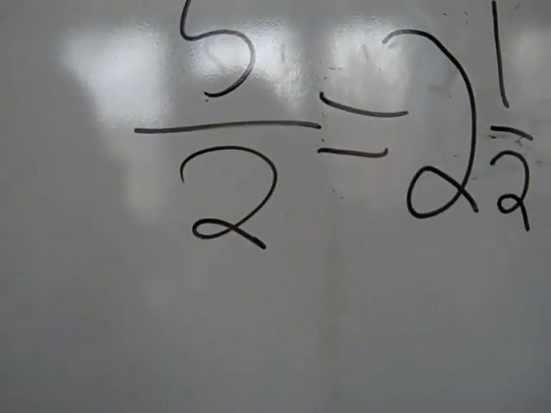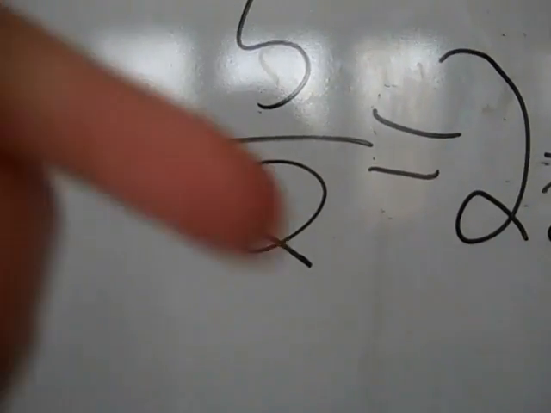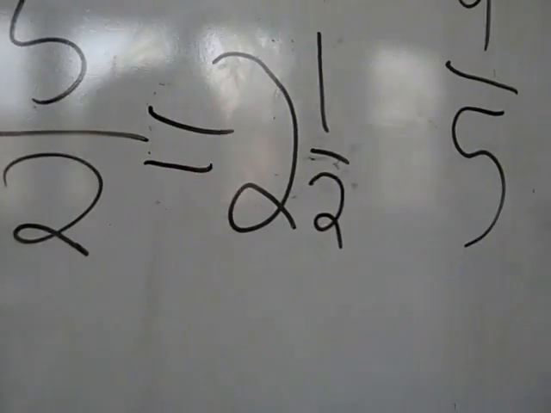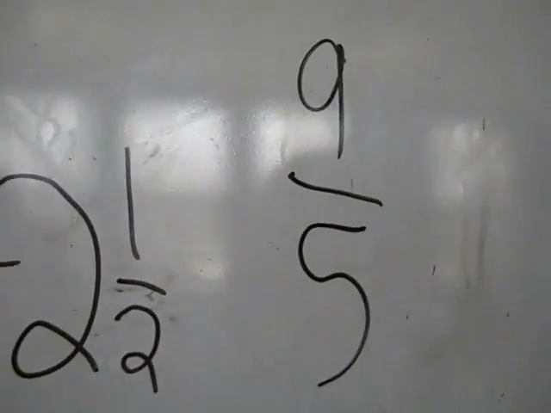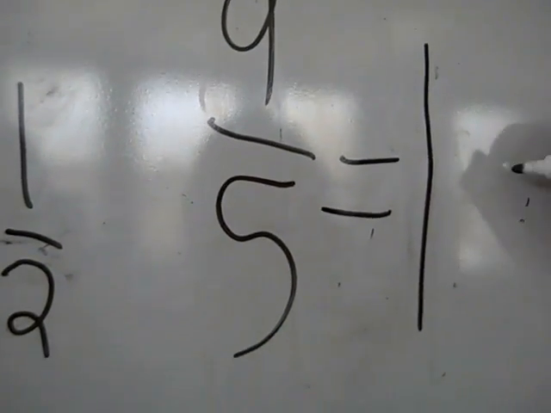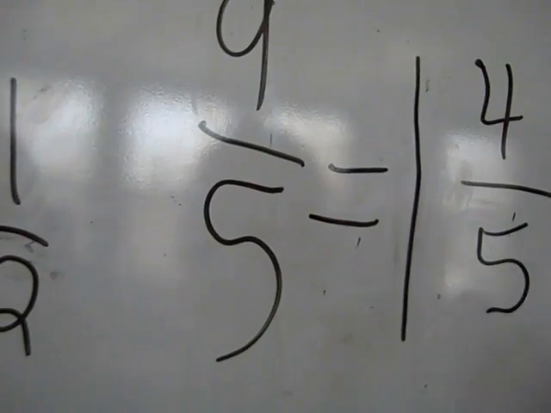So we see it's mixed. Yeah, so we see how many times 2 can go into 5. That's twice right there. And then we have 1 left over. So it would be 2 1/2. We'll do the same for 9/5. The whole is 5. So 5 can only go into 9 once. And then there's 4 left. And keep the 5 the same.